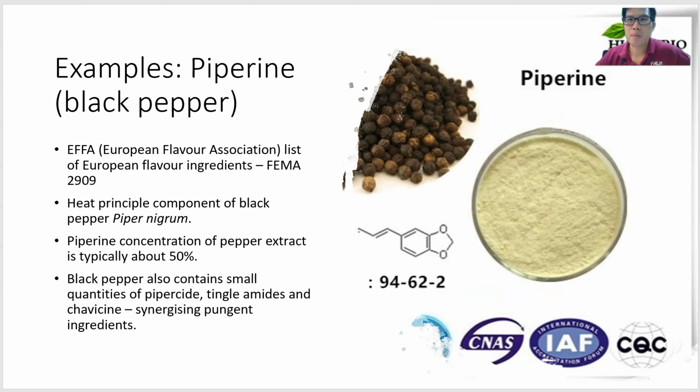Piperine, from black pepper, also contains this hot sensation. The heat principle from black pepper is piperine. If you try to extract it out, it's about 50% of the component in there. They also contain a small quantity of piperlonguminine, tingling amides, and chavicine, which actually synergize with the pungent ingredients. That's why you get the pungent smell as well.